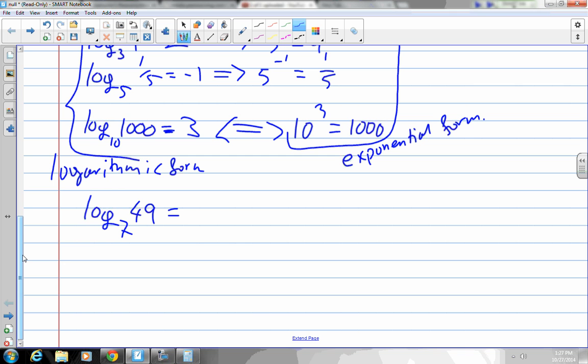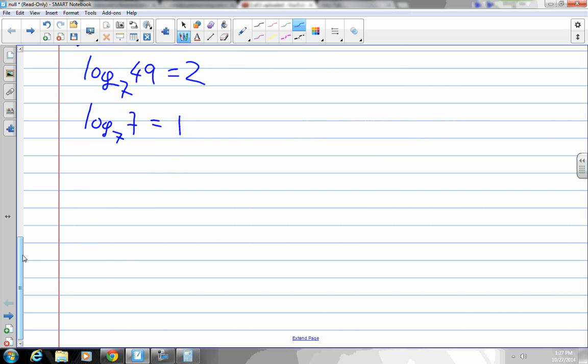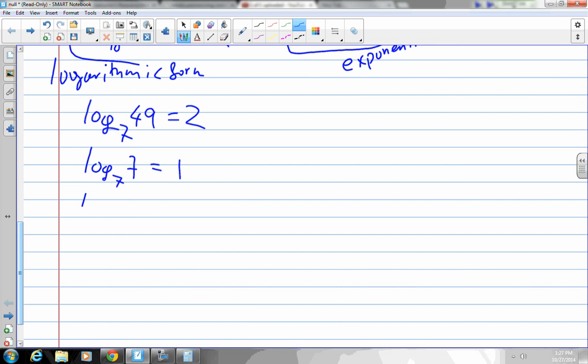2, right? Let's do an even easier one. Log base 7 of 7. 1. To what power do we need to raise 7 to get 7? Good. How about log base 7 of 1? 0. To what power do we need to raise 7 to get 1?